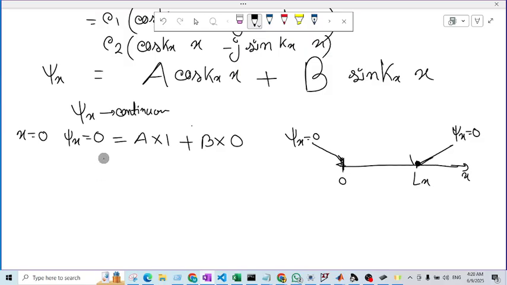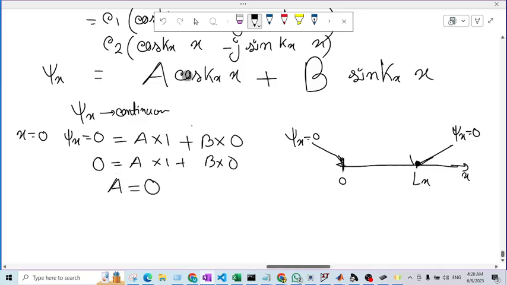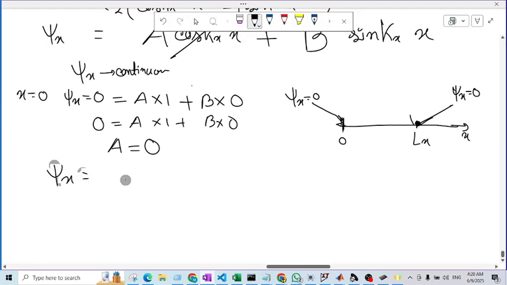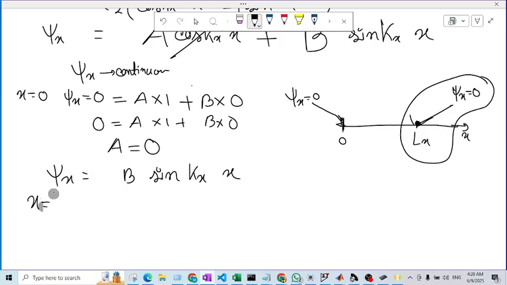Okay, so from here I get 0 is equal to a into 1 plus b into 0, so I have got here a is equal to 0. That means this term will be equal to 0, and I will get psi x is equal to b sine kx into x. Okay, and now let's take this point when x is equal to lx. See, at x is equal to lx, psi x is equal to 0 again, and b sine kx into lx, so this term is equal to 0.